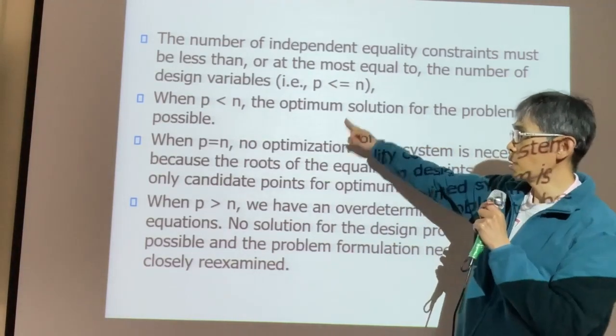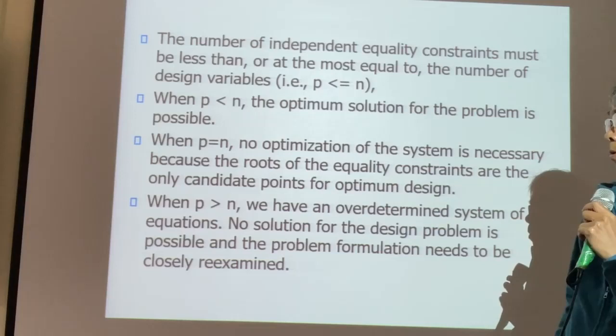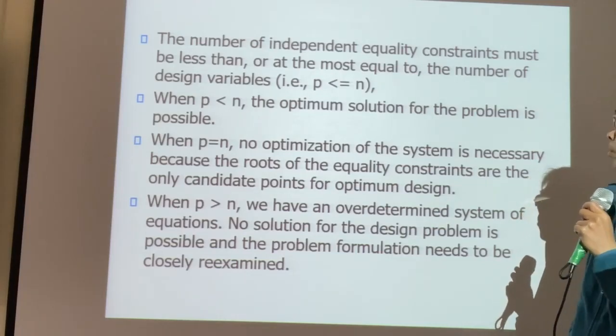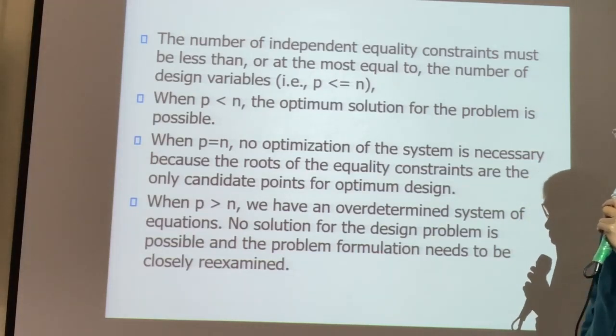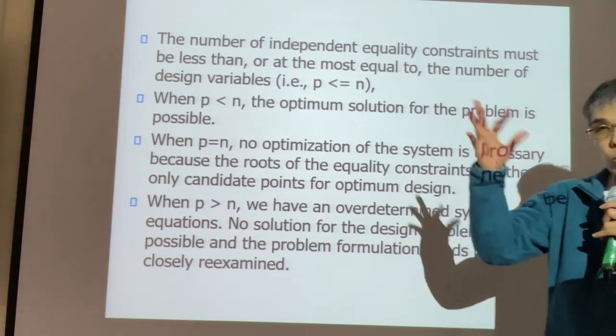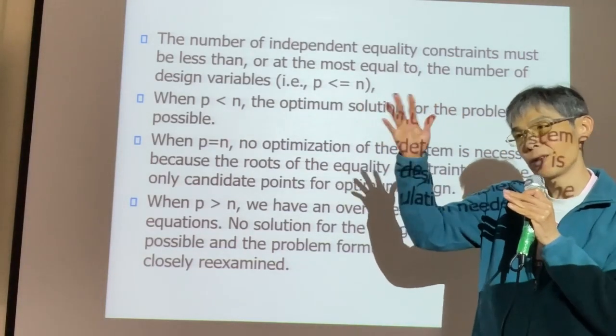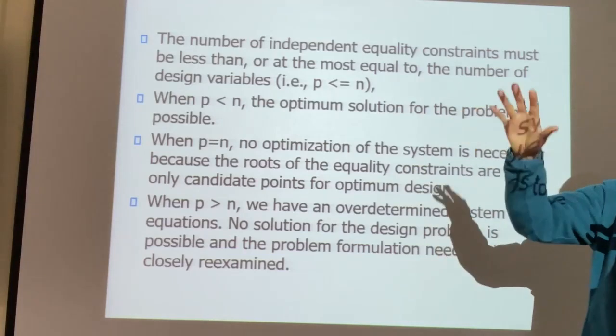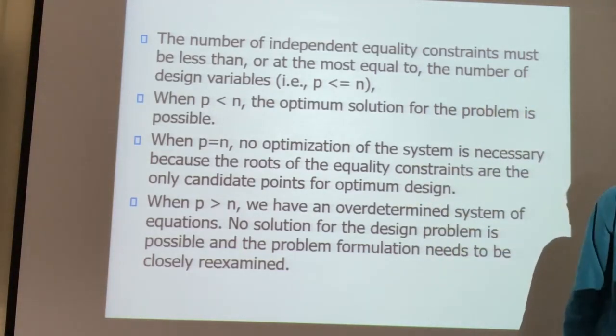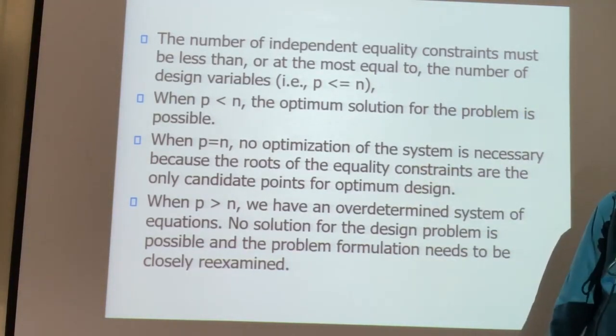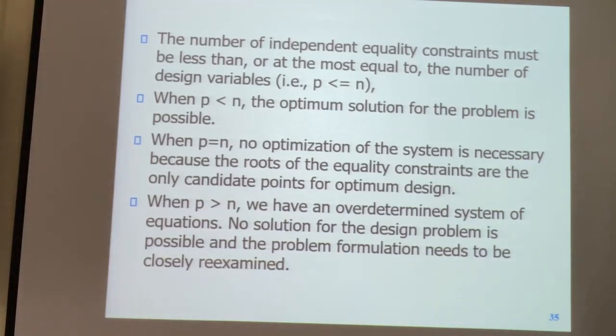Hugh, could you read this? When p is smaller than n, the optimum solution for the problem is possible. Yes. So you have 2, 3, or 4 solutions. You can select from those different solutions. Right, do you read this? When p equals n, no optimization of the system is necessary because the roots of the equality constraints are the only candidate points for the optimum design. Yes.